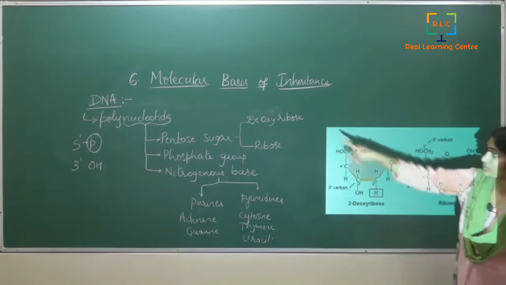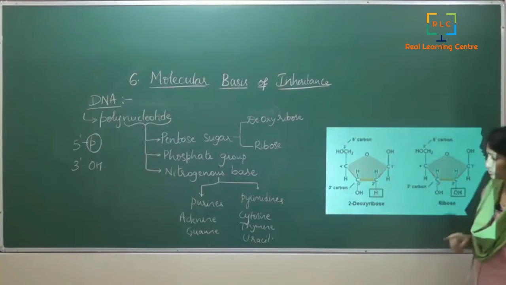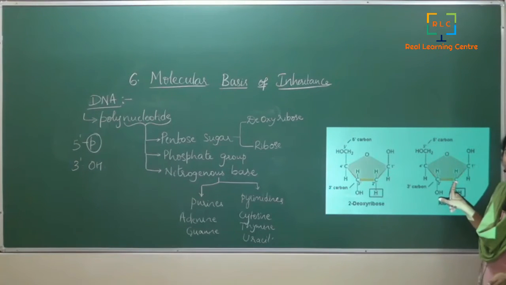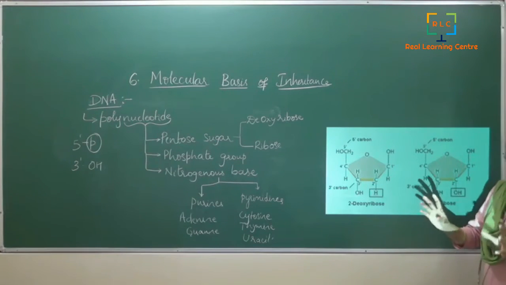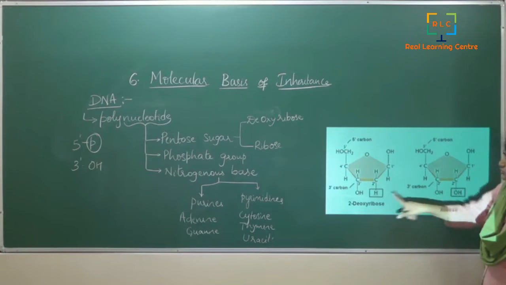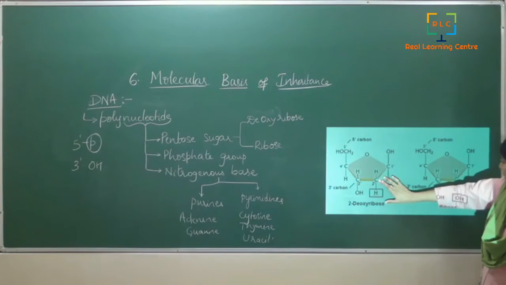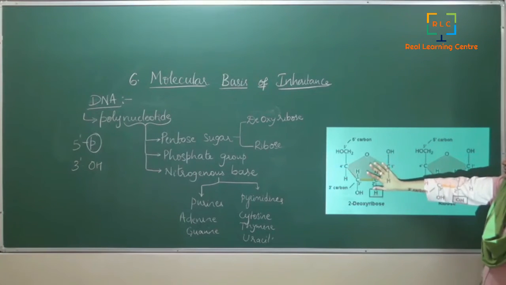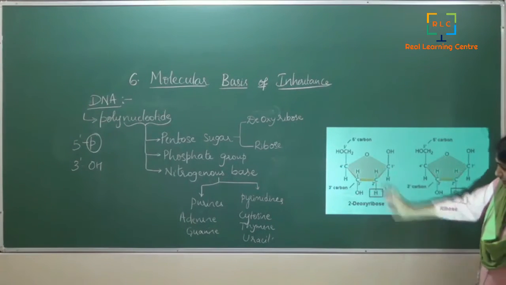Hence the name deoxyribose. So in the second carbon, there is no oxygen. Yes, so hence the name becomes deoxyribose. Okay, so you see that there is no oxygen here. So you have carbon attached to hydrogen and hydrogen. So this is the sugar that we have in our DNA, right?